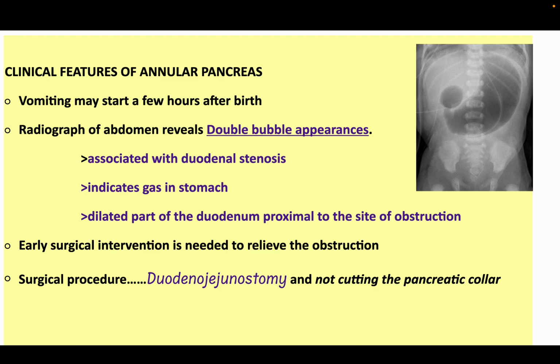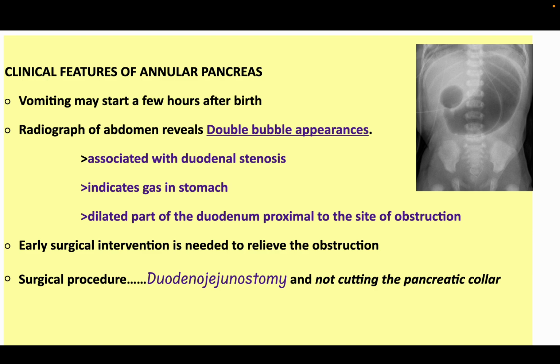So this double bubble appearance is basically because of the associated duodenal stenosis, indicating gas in the stomach and the dilated part of the duodenum proximal to the site of obstruction. So these are the confirmation or clinical clues for the diagnosis of the annular pancreas. Early surgical intervention is needed to relieve the obstruction. The surgical procedure is duodenojejunostomy.